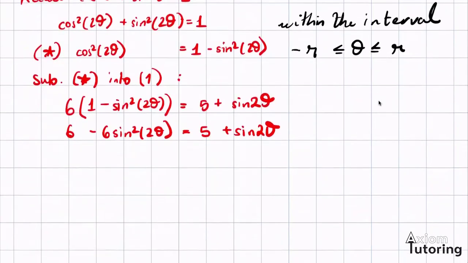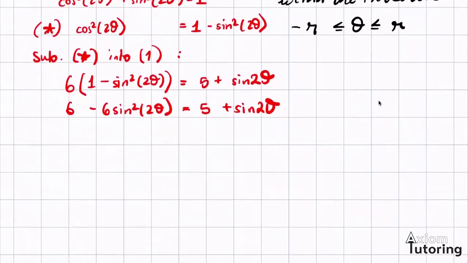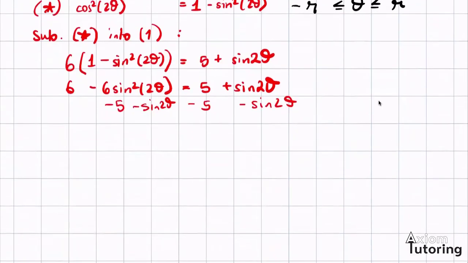Now what I want to do is get all the terms on one side and equate this to 0. And we're going to see if we can recognize the structure. You might be able to see it already, but let's move all the terms onto the left first. So I'm going to minus both sides by 5 and minus both sides by sine 2 theta. And so on the left, I'm left with 6 sine squared 2 theta minus sine 2 theta. And then we have 6 minus 5, that's plus 1 equals 0.